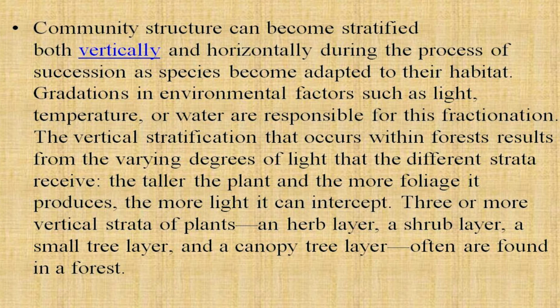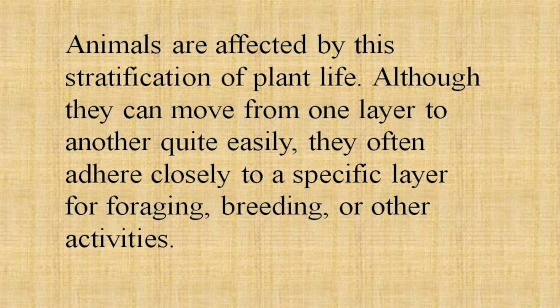Three or more vertical strata of plants, an herb layer, a shrub layer, a small tree layer and a canopy tree layer, often are found in a forest. This is the community structure. Here the animals are affected by this stratification of plant life, both vertical and horizontal stratification. Although they can move from one layer to another quite easily, they often adhere closely to a specific layer for foraging, breeding and their other activities.